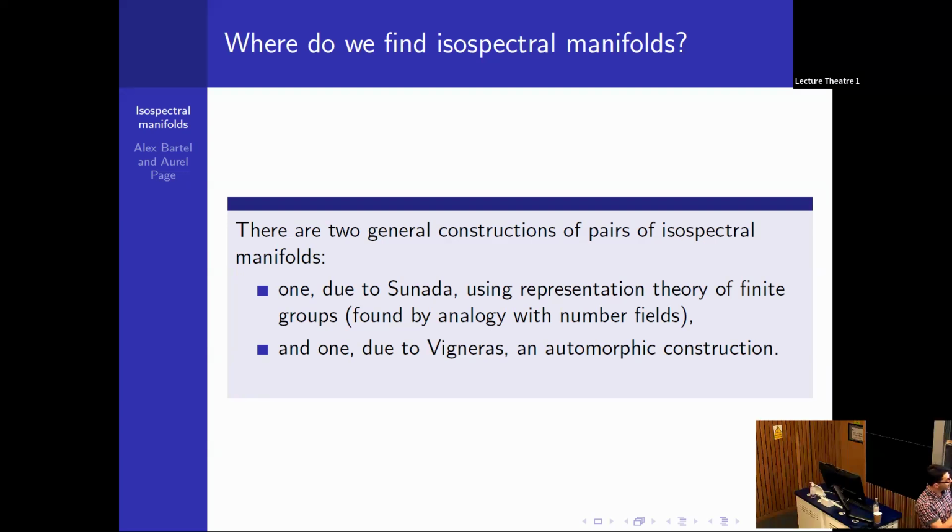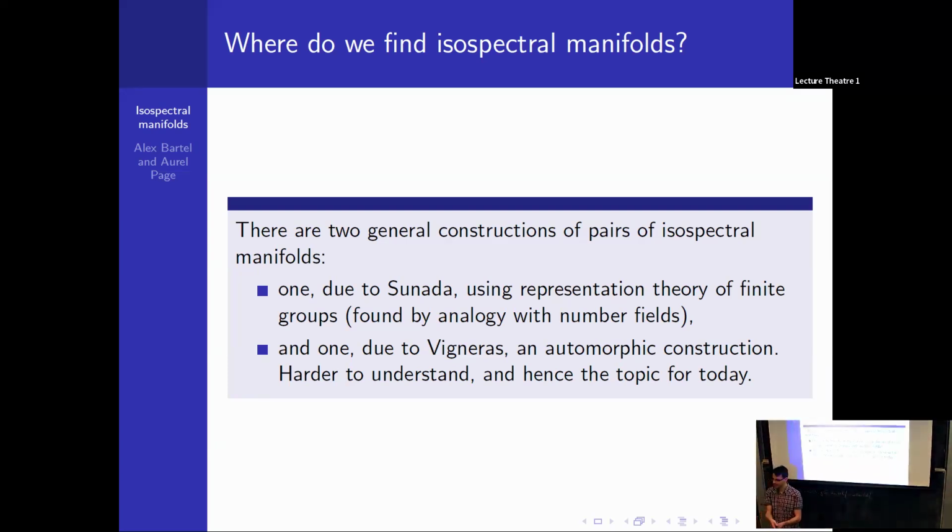Vignéras is more complicated. It says that sometimes, she tells you what to do, and then sometimes with some extra assumptions, which are not very well understood, the manifolds will be isospectral. And it's these extra assumptions that we want to inspect today.